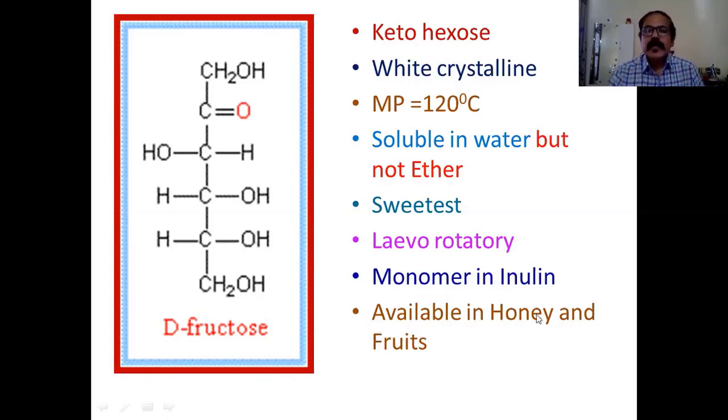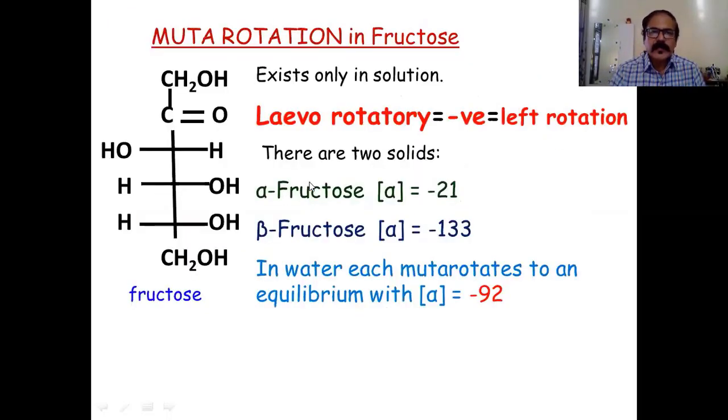And it is available in honey and fruits. Just now I said it is the sweetest material. If you taste honey, it will be sweet. Why is it sweet? Because of fructose. Similarly, when you smell fruits, you get a sweet odor. This is due to the presence of fructose in the fruits.